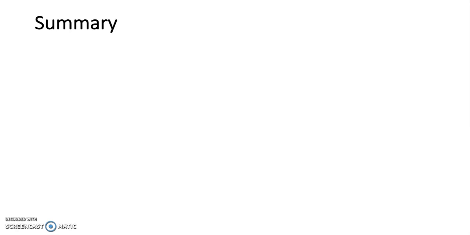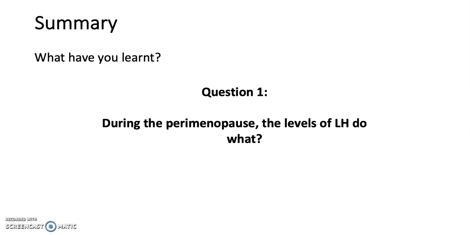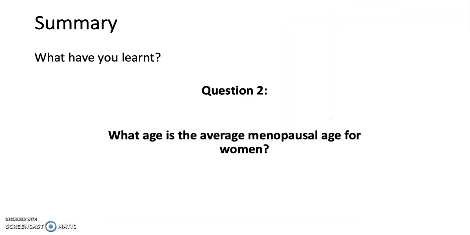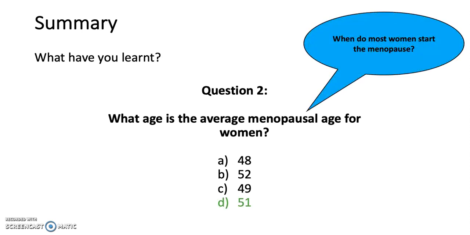So in summary, let's go back over the questions we answered previously to see what we've learned. Question 1. During the perimenopause, the levels of LH do what? A. Rise, B. Fall, C. Stay the same. The answer is rise. Question 2. What age is the average menopausal age for women? Is it 48, 52, 49 or 51? The answer is D. 51.